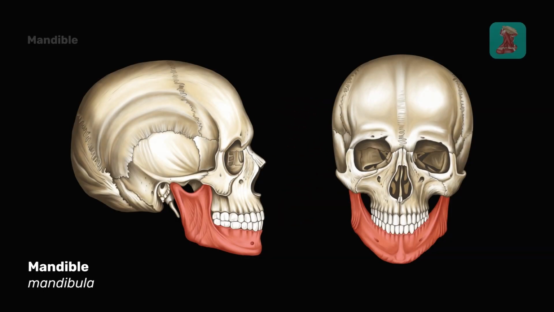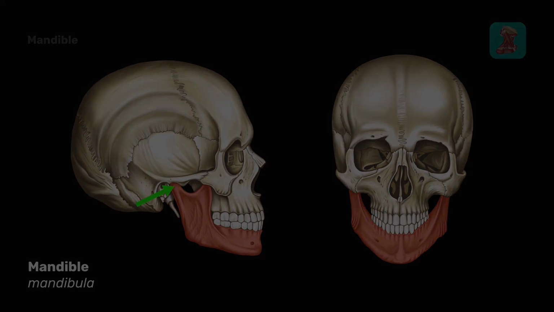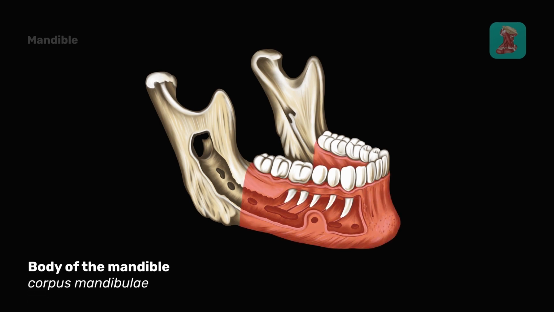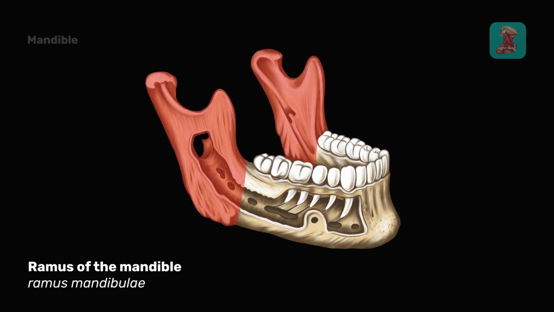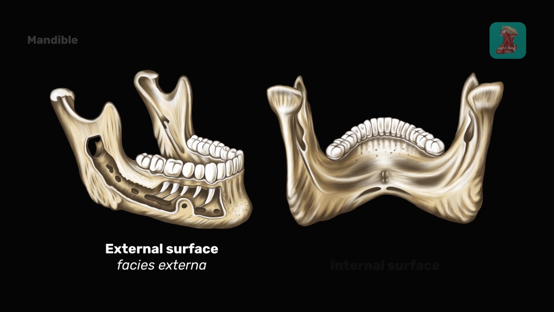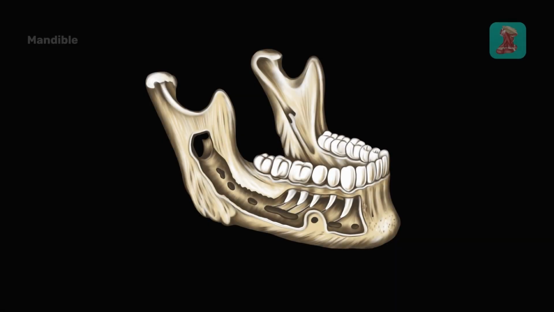Let us examine the structure of the mandible. It is an unpaired bone involved in the formation of the temporomandibular joint. The mandible has the following parts: the body of the mandible and the ramus of the mandible. The body of the mandible has two surfaces: the external surface and the internal surface. The inferior part of the body is the base of the mandible.